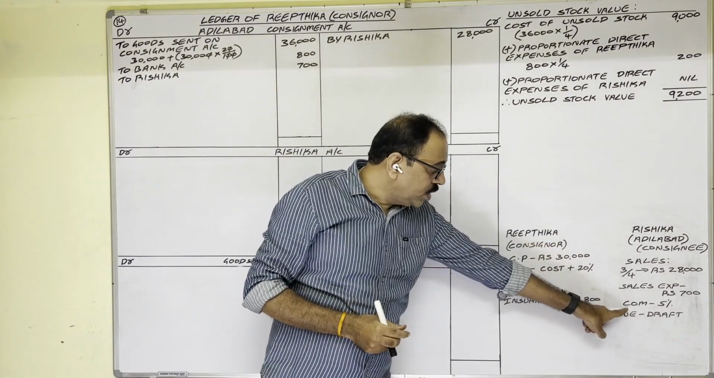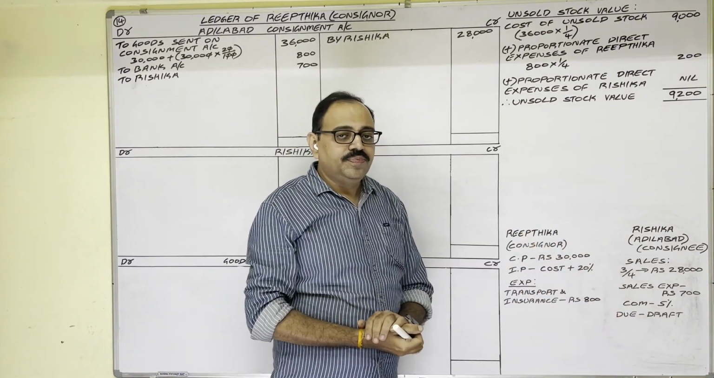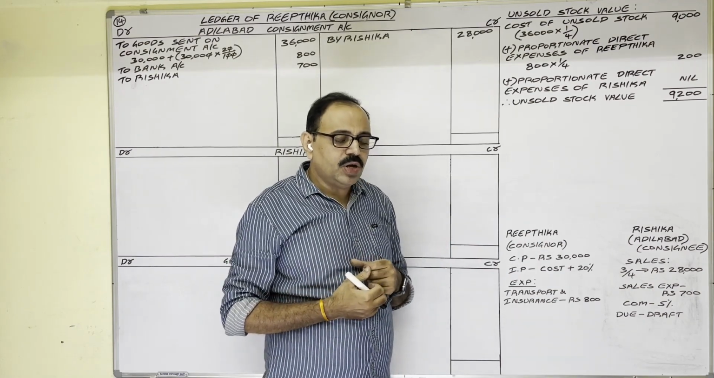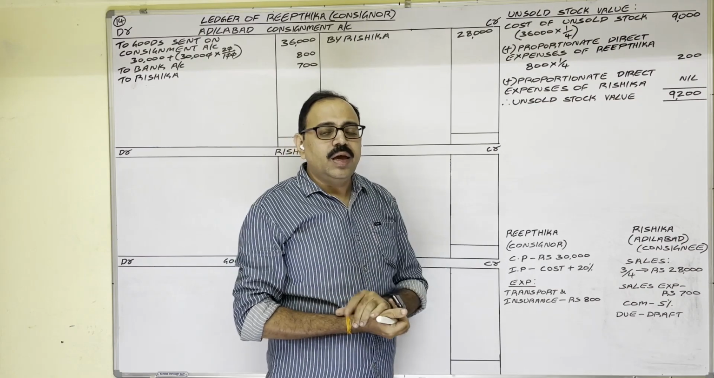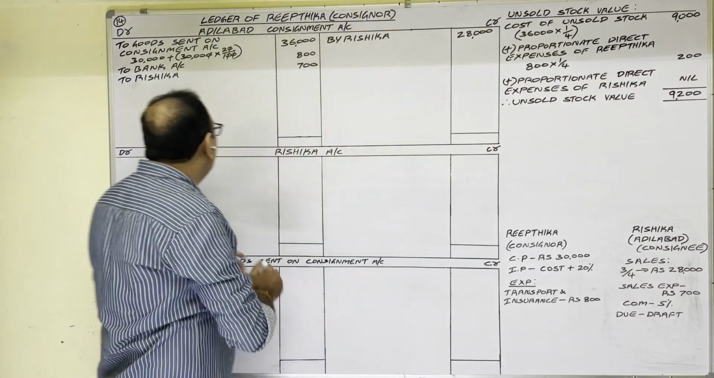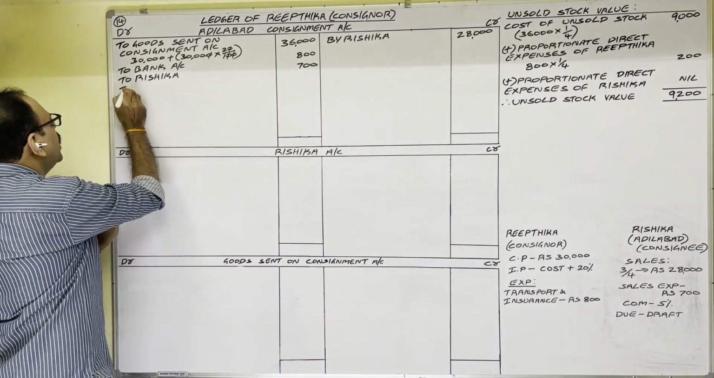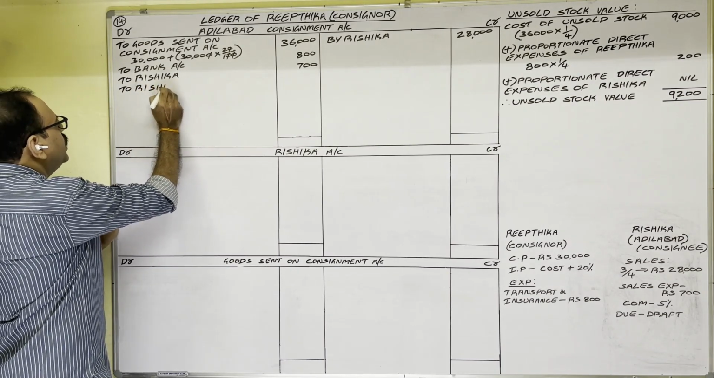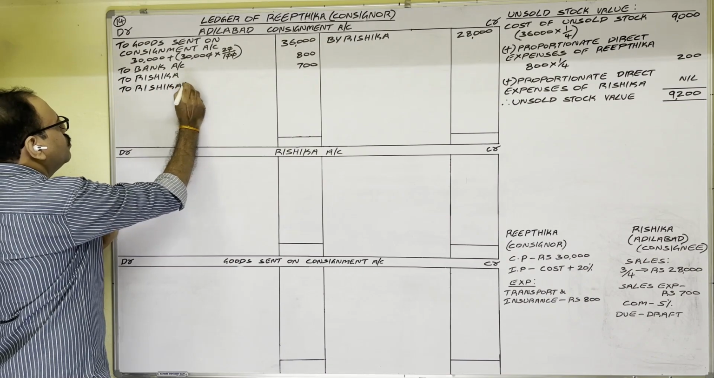Next, consignee is entitled to take 5% commission on sale. So for consignment business, this commission is expenditure now because consignor is paying to consignee, expenditure debit side. To whom we have to pay this commission? To consignee. So for commission also write consignee's name to Rishika.